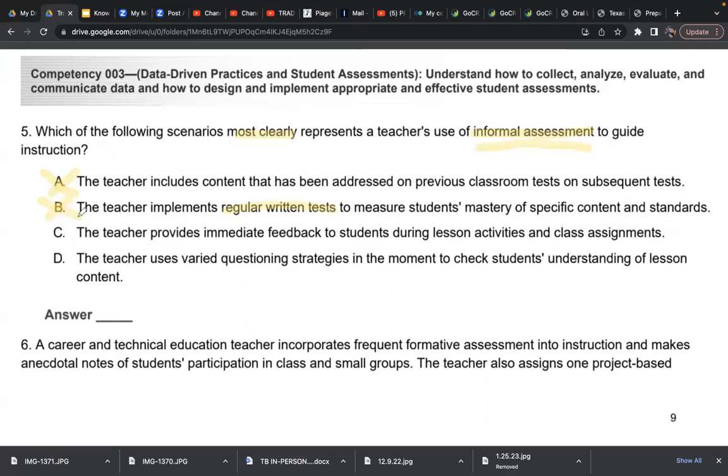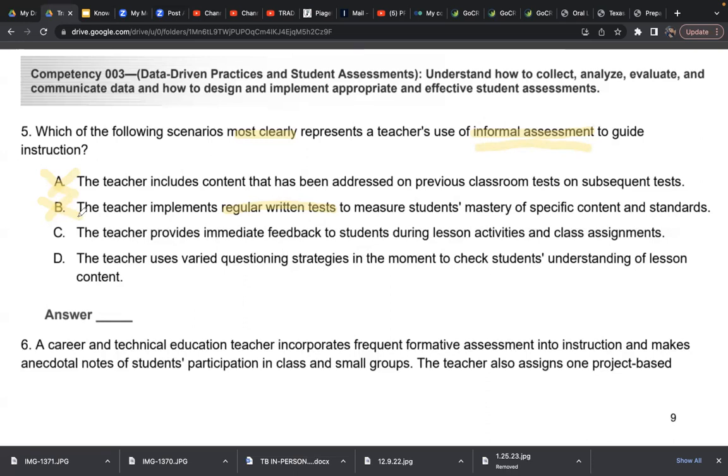Use informal assessments. That's the way you can ask the student. Right, you're asking them, checking for understanding, but remember, it represents a teacher's use of informal assessment to guide instruction. So we need that second part, guiding instruction. That's when you give feedback. So which one is better based on what they said to us?